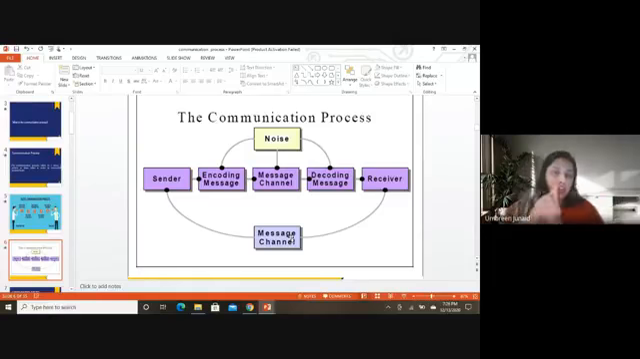There is another thing written at the top, and this is noise. We'll be discussing noise at the end, but generally, what is noise?